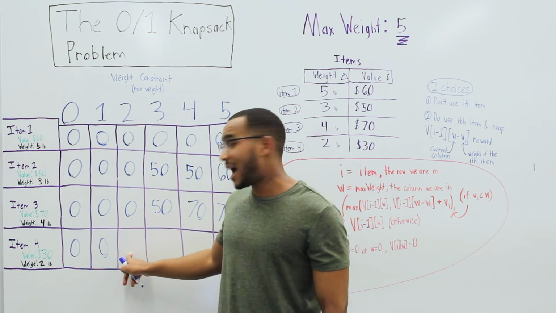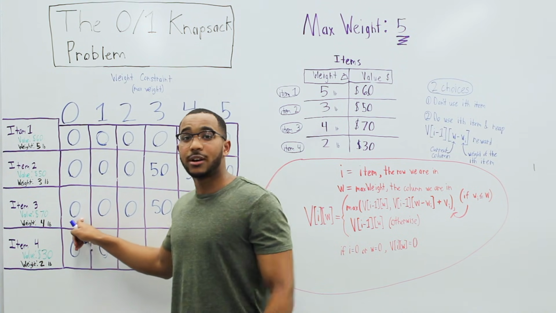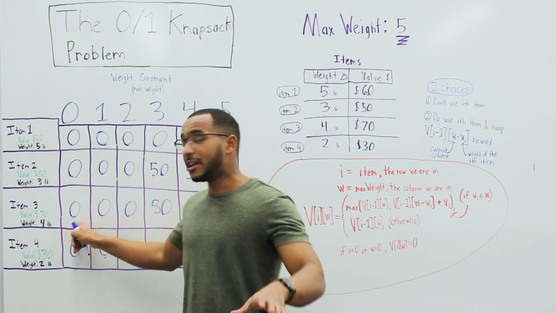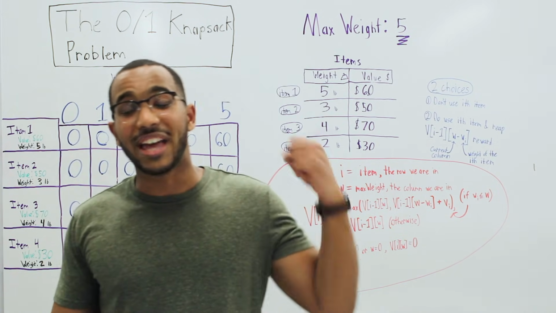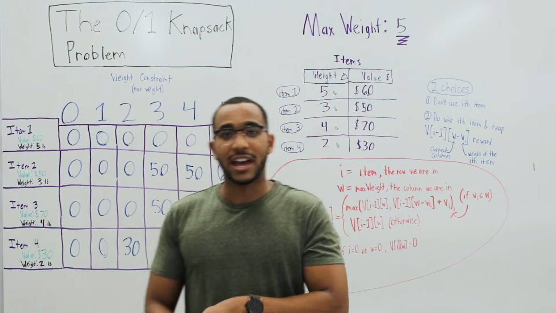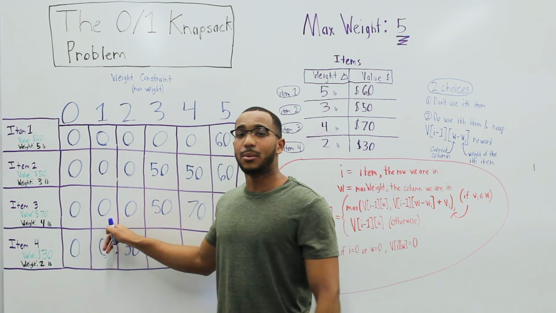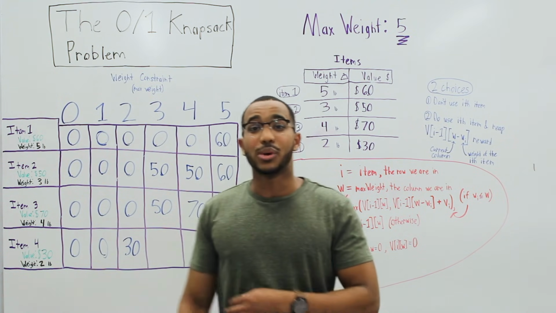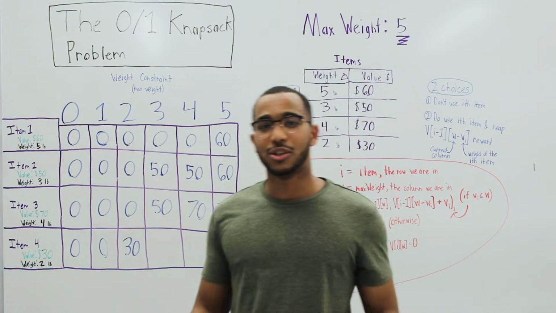So this item is 2 pounds and it's worth 30. So 1, 2, 30. 30 plus here is 30. So 30 versus 0. If we choose the item, we get $30. Don't choose it, get $0. So let's choose it. Okay, so now let's do the next one. 1, 2. If we choose the item, we get 0 plus 30. We get $30. If we don't choose it, we get $50. What do we choose? 50.